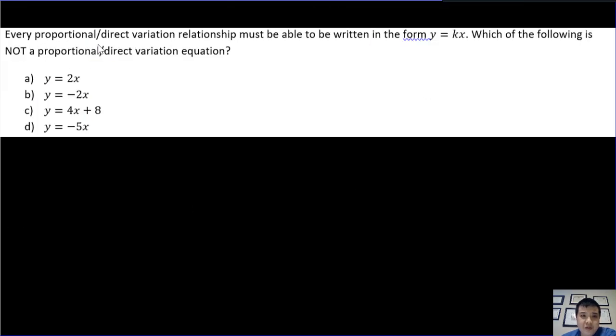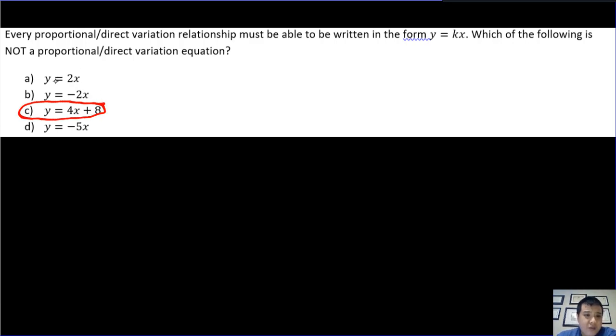So every proportional or direct variation relationship must be written in the form of y equals kx, which the following is not a proportional and direct variation equation. So only one of these is not. And go ahead and try this one out on your own. What you should have found is that C right here is not, okay?